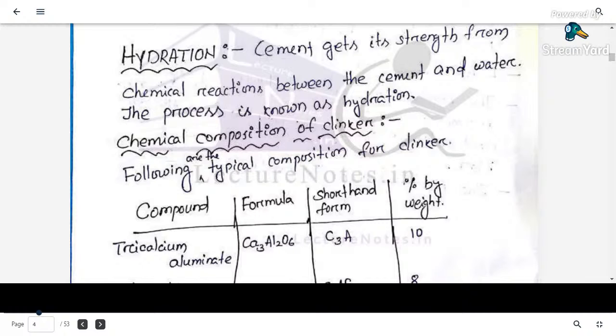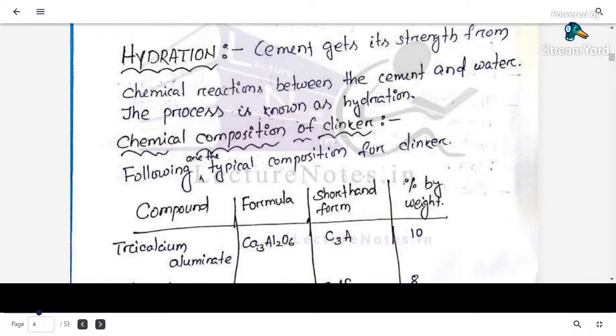So we already have discussed the hydration process in cement. When we add some amount of water into the cement, the cement compounds react with the water and generate some complex compounds. When the cement reacts with water and liberates some amount of heat, that process is called heat of hydration.